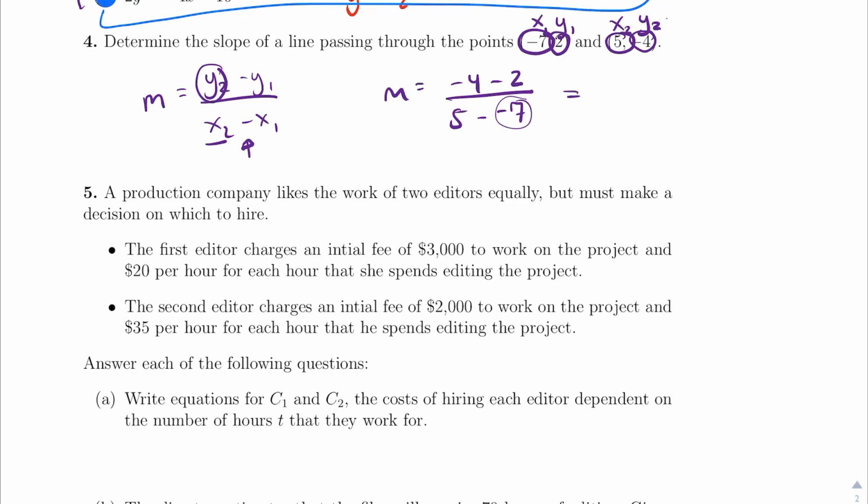Okay, so we just need to simplify this. So negative 4 minus 2 is negative 6. 5 minus a minus becomes plus. 5 plus 7 becomes 12. So m is equal to negative 1/2 when we reduce the numerator and denominator by 6.